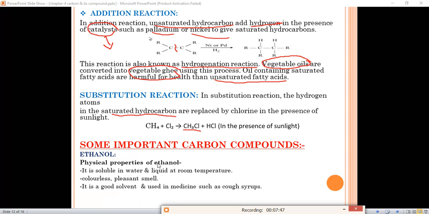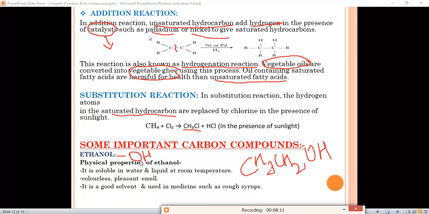Okay, our next topic is some important carbon compounds. In this, we will read about ethanol and ethanoic acid. Ethanol: which functional group is present in this ethanol? OH, alcohol. Ethanol is our alcohol. What is the formula of ethanol? CH3CH2OH, meaning OH is the functional group present in ethanol.